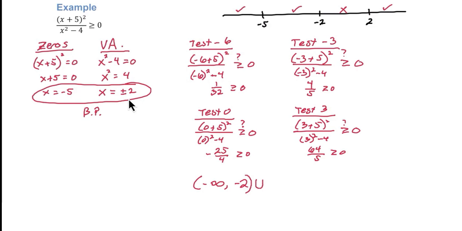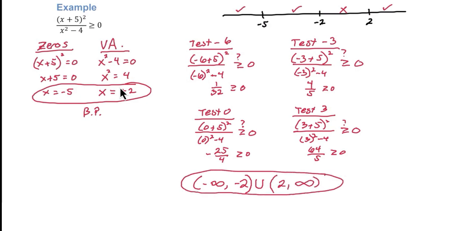And then we'll use a union to join that to the other interval that is true, 2 to positive infinity. Again, we have to ask ourselves, can you include the 2? We have equality, but 2 is a vertical asymptote. It cannot be included. So we will use a parenthesis to infinity. And we have our solution.